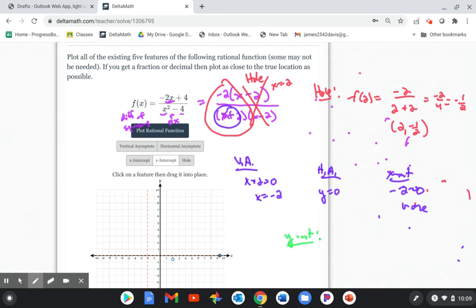And last but not least would be y-intercept. That's where we plug in 0 for the x, and then see what we're left with. And if we do f of 0, it's best to plug it into this one. We get negative 2 over 0 plus 2. So we get negative 2 over 2, which is negative 1. So we got a y-intercept at negative 1.